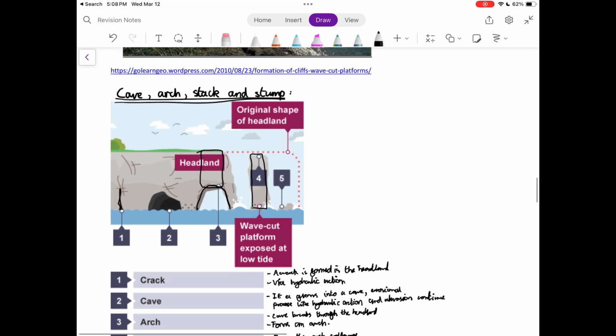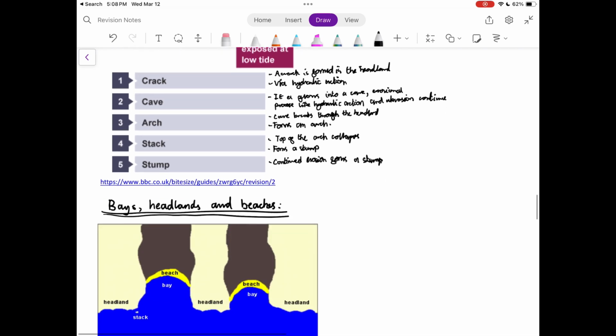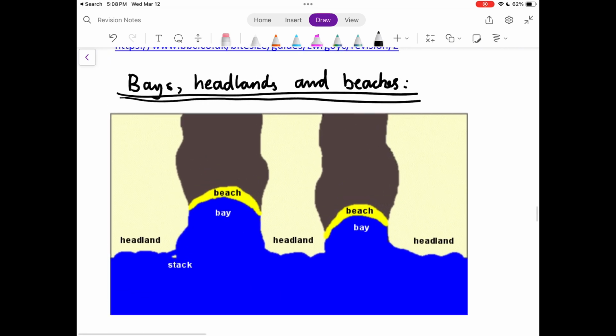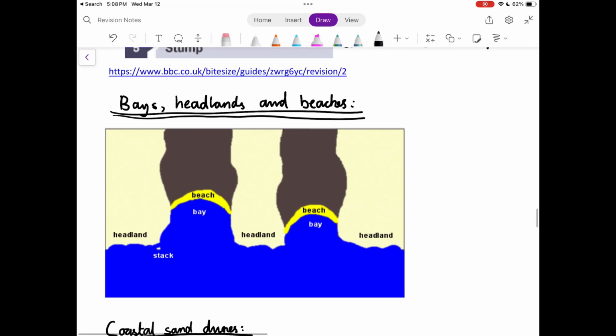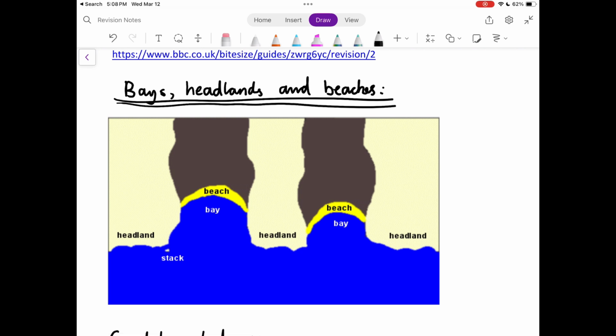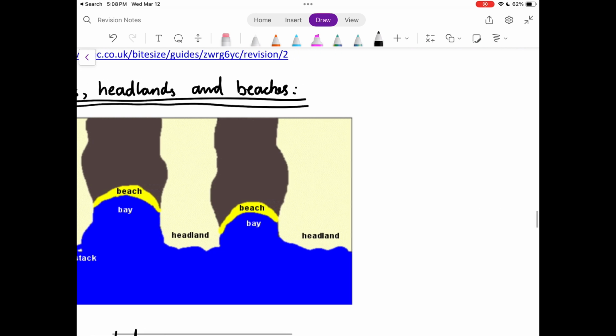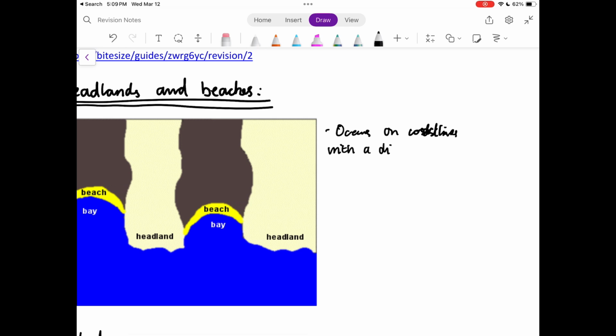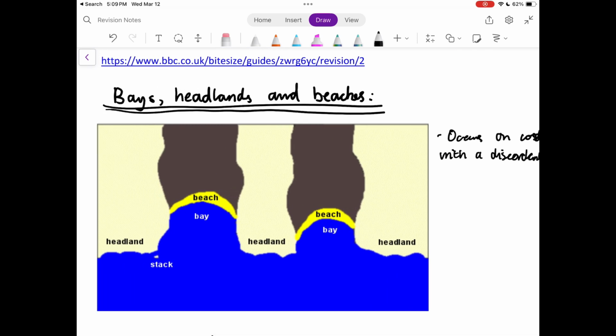Okay, so that's all you need to know for cave, arch, stack, and stump. And next we're going to be looking at the formation of bays, headlands, and beaches. So what you need to know for this is that it occurs on coastlines with a discordant pattern. And what they mean by discordant is that it's alternating in hard and soft rocks.